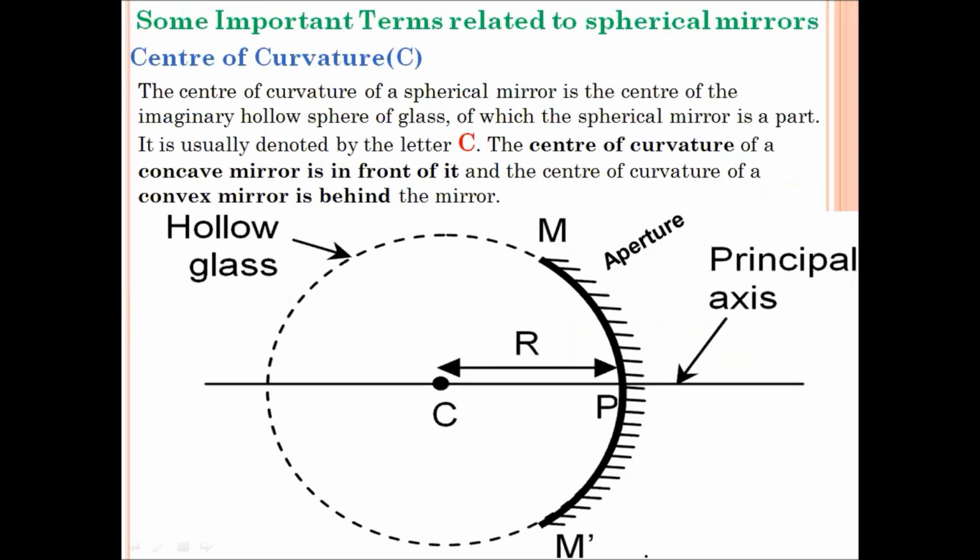Center of curvature. The center of curvature of a spherical mirror is the center of the imaginary hollow sphere of glass of which the spherical mirror is a part. It is usually denoted by letter C. The center of curvature of a concave mirror is in front of it, and the center of curvature of a convex mirror is behind the mirror.